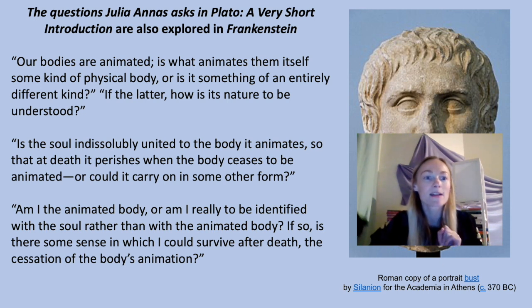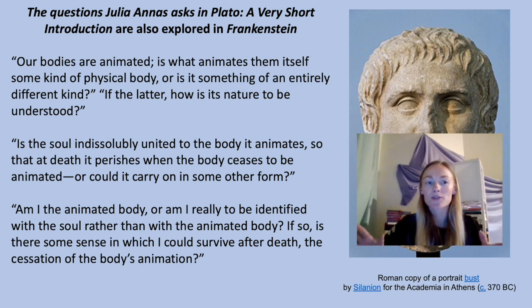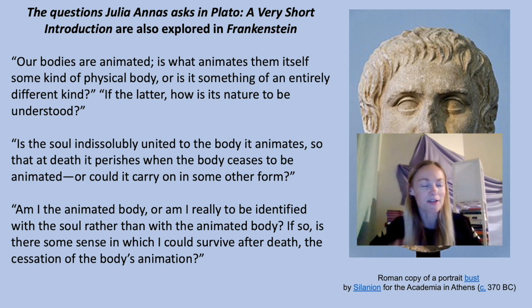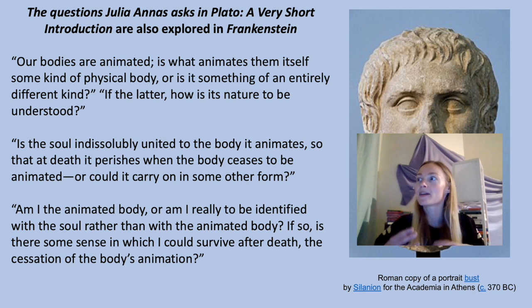So in Plato, A Very Short Introduction, Julia asks, our bodies are animated. Is what animates them itself some kind of physical body, or is it something of an entirely different kind? If the latter, how is its nature to be understood? And so Victor Frankenstein says he delves into nature's recesses in order to understand the principle of life. And so he creates this artificial body, not totally artificial because he uses human and animal body parts to create this human being, and hopes that he will usurp the position of God and rule this species.